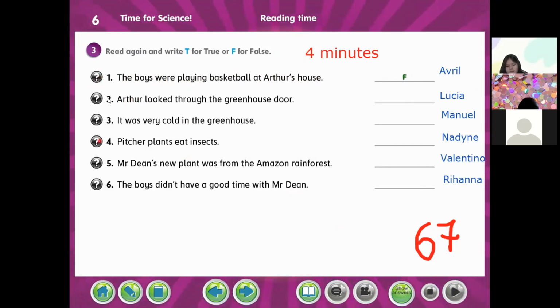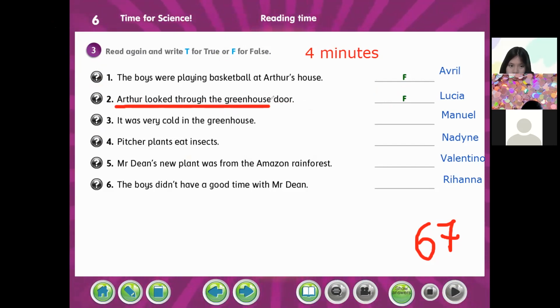Lucia. Number 2. Basketball through the greenhouse door. True. Sorry, here it is false. Lucia, read the book, please. In the book this is equal. The difference is this. Not to the door, to the window. You don't read. Come on, you need to read.